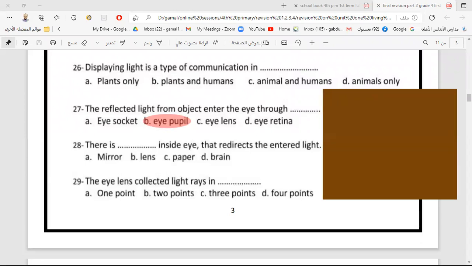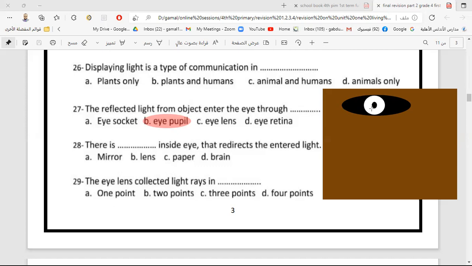We have here the eye is like this, okay? And we have a white part in the eye. This part is called sclerotic. And in the middle of the eye, there is here the eye pupil. The eye pupil in the middle of the eye.